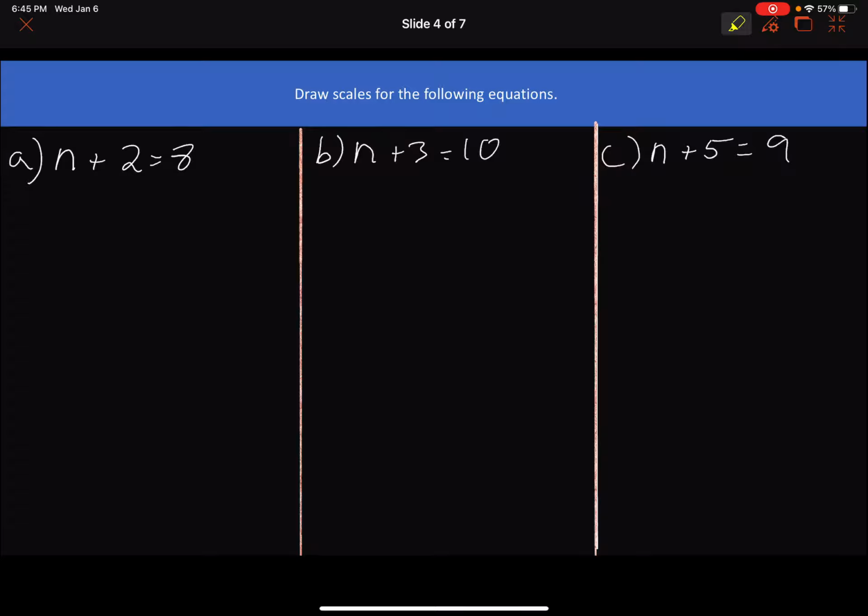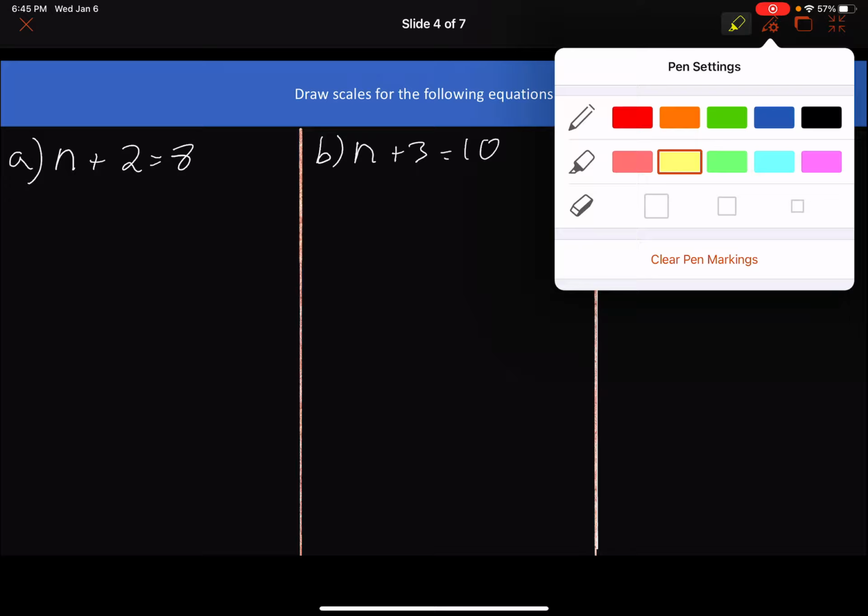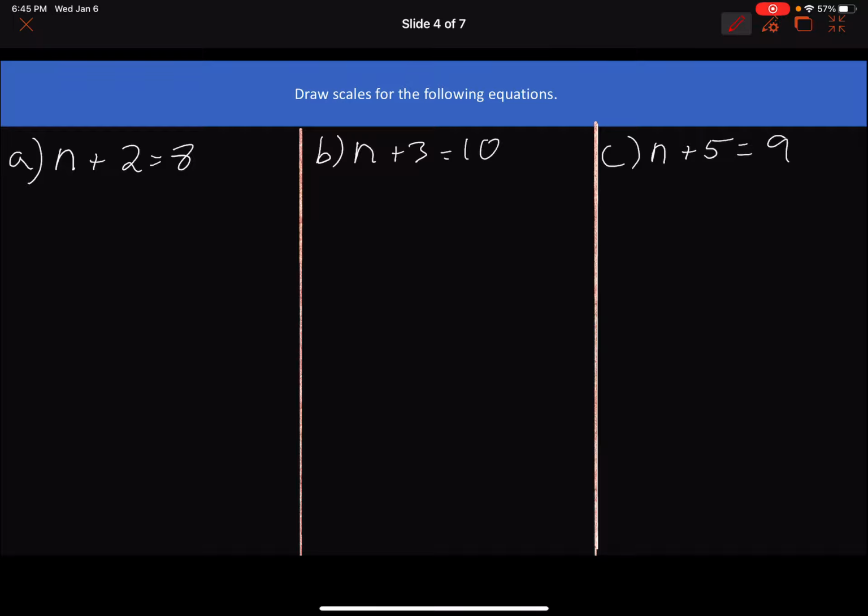Okay, so now I want you to draw the scales for me. So draw the scales for these following equations, and then I want you to solve it. So again, make sure you're doing and not just watching. Doing is going to lead to you more understanding.